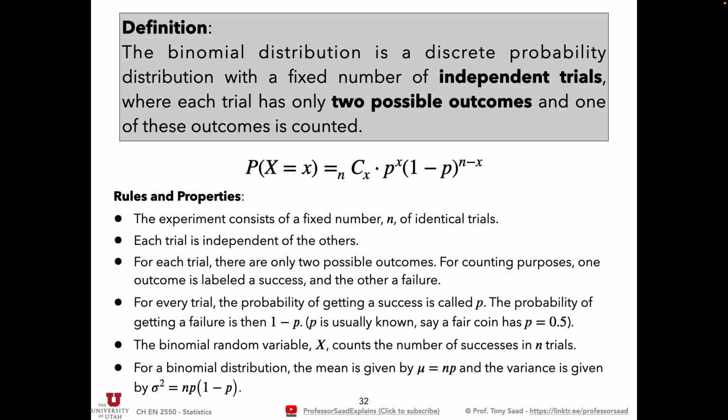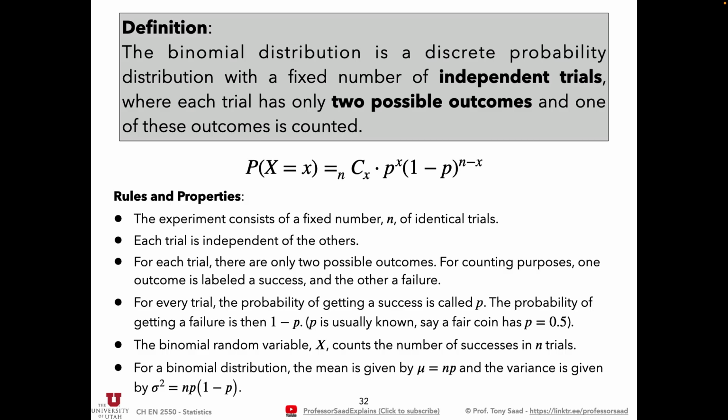But if you have a biased coin where the probability of success, getting a head, let's say, is 60%, then you put 0.6 where p is. And then 1 minus p becomes 0.4, which is the probability of the failure, getting the tail. The binomial random variable x counts the number of successes in n trials. So I know n already, and I know what p is. x is how many successes will I get? What's the probability of x successes in n trials? So if x equals 5, what's the probability of 5 heads in 58 tosses of the coin?